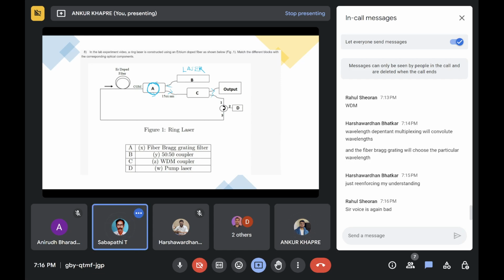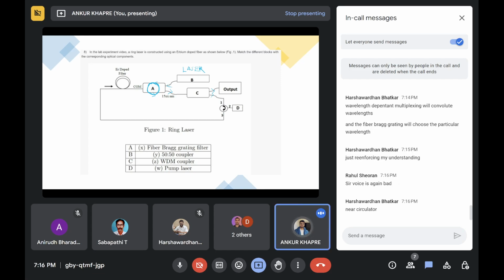Are you getting that? Yes, sir. So it is one kind of setup for a ring laser. Okay.